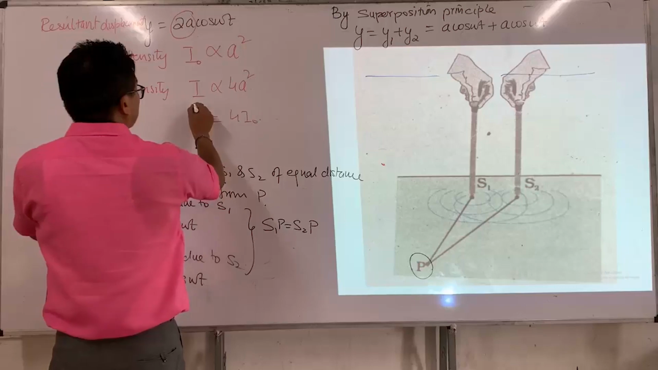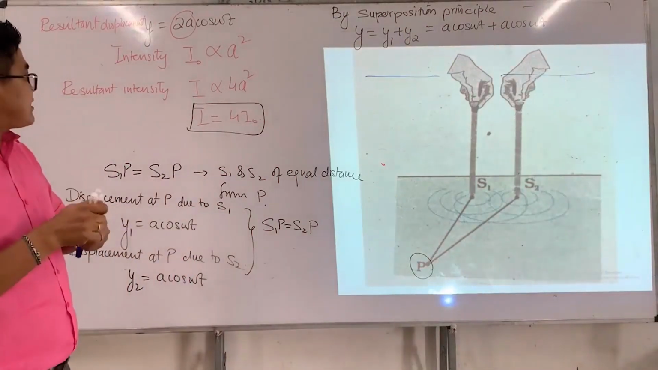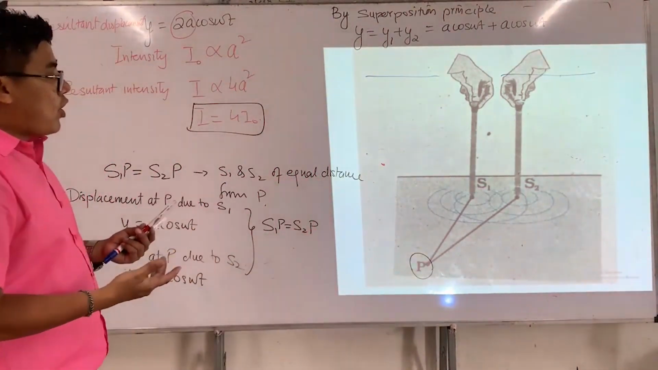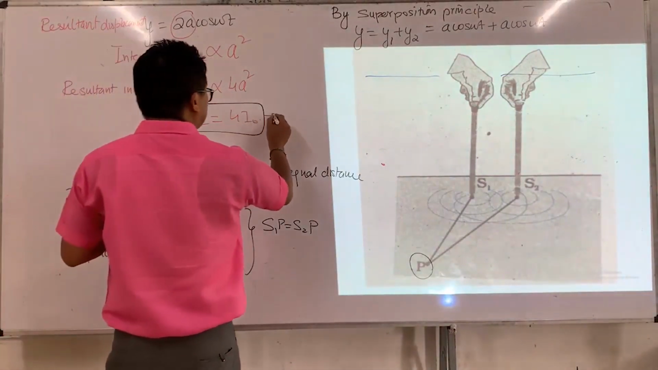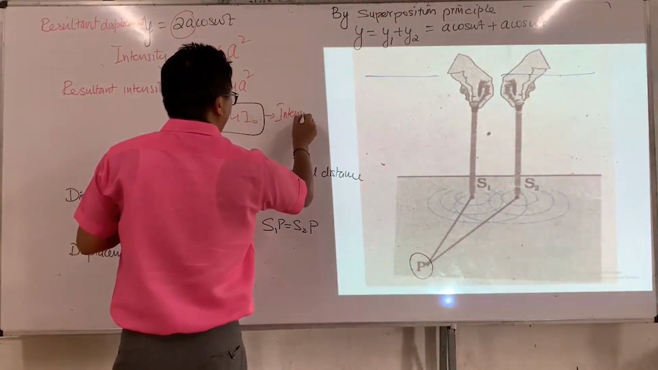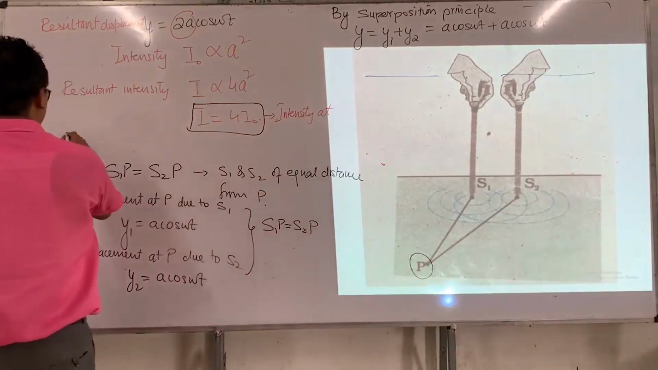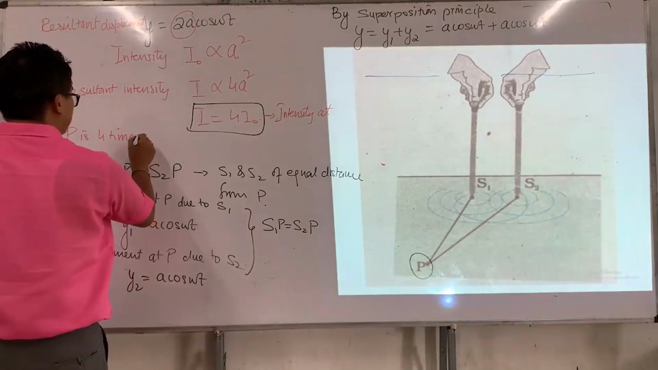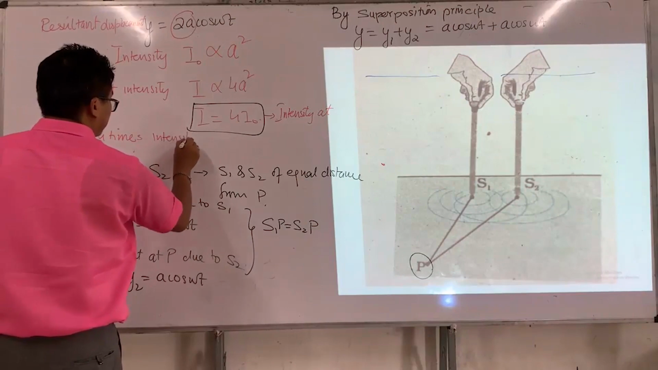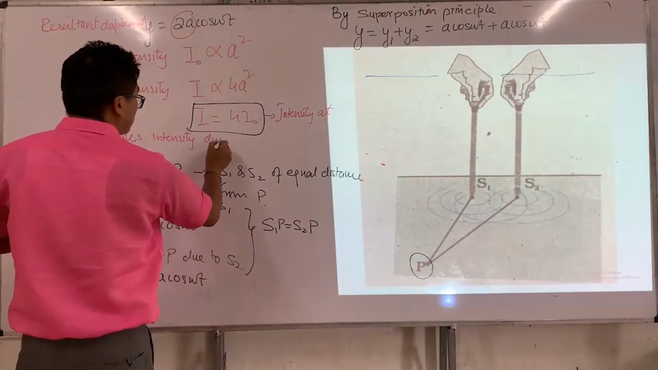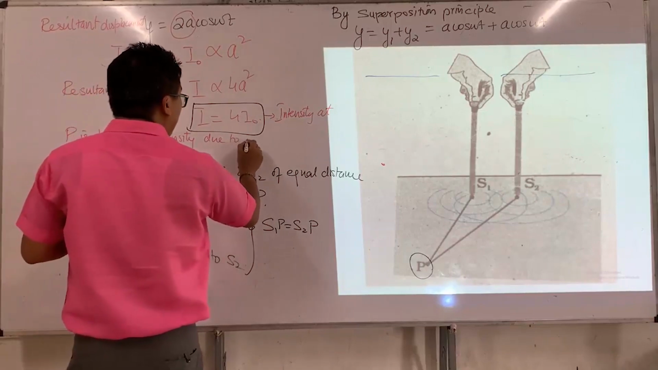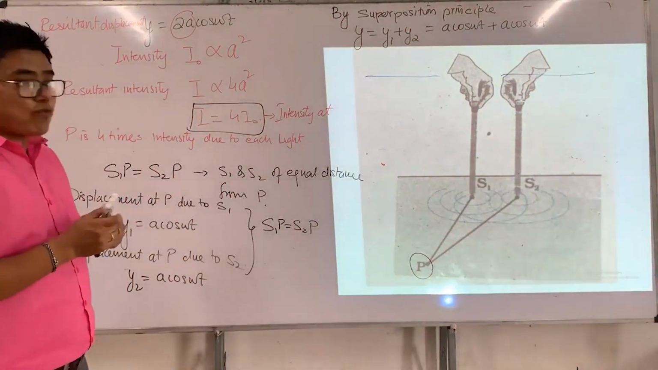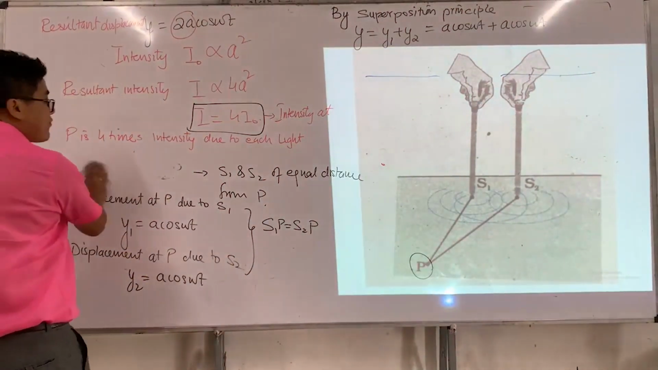This is the amplitude, this is the intensity. So intensity at this point is going to be 4 times the intensity of the 2 waves. This is what we call the intensity at P: 4 times the intensity due to each light. So intensity is 4 times. This is what we call constructive interference.